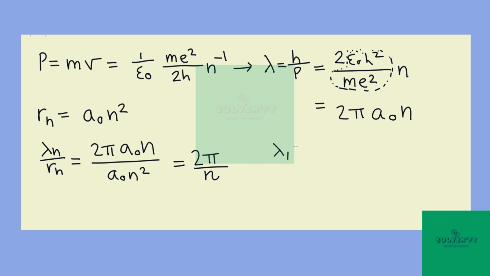Now let's get some numerical values. For lambda 1, we get 3.3 times 10 to the negative 10. This is when we actually plug in all of our constants. For lambda 4, we have 1.33 times 10 to the negative 9. And that's it. Main results.